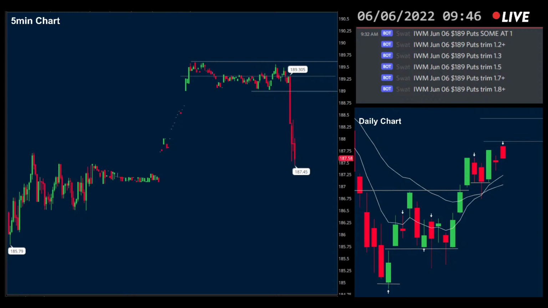Facebook heavy also. IWM some more fading. IWM almost red. Facebook fading. Facebook new lows on the day. Some more bear flow on Facebook. IWM some more fading. Almost red on IWM.